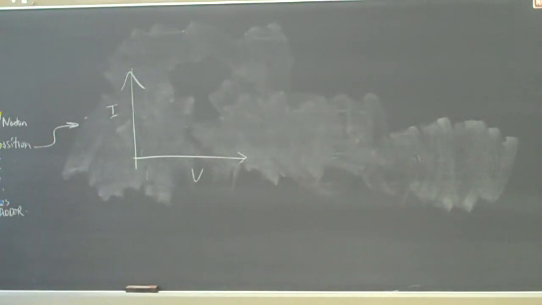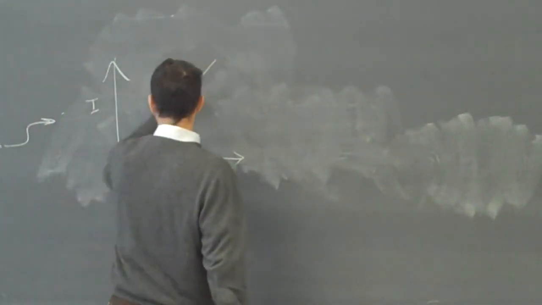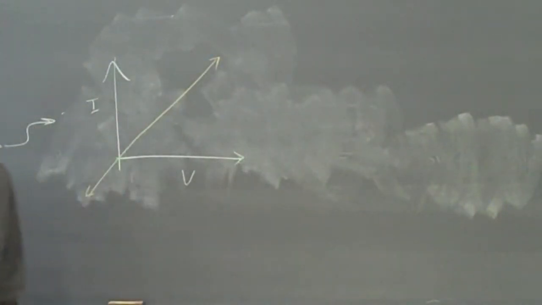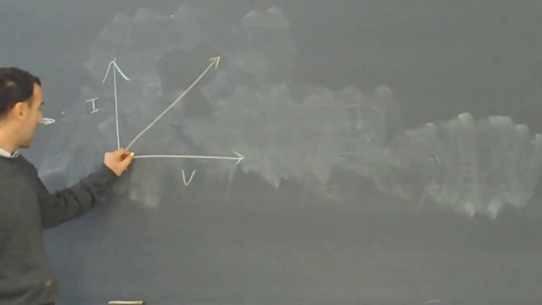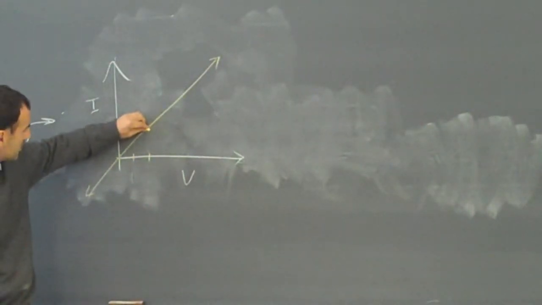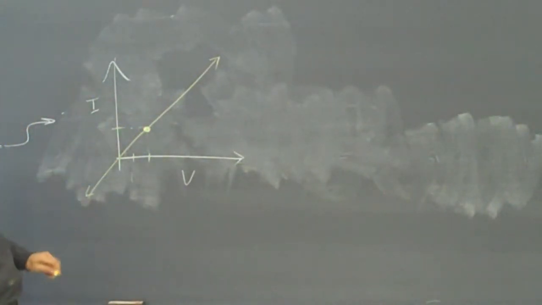Resistor. And I get some straight line. Suppose I connect a 2-volt battery across this resistor, I'm going to have this much current.